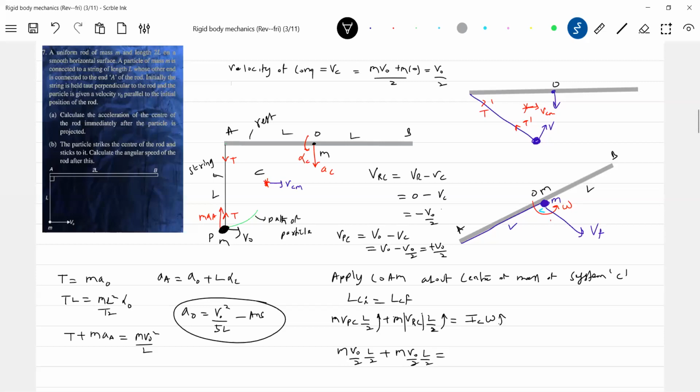Now what shall I write? IC. ML square by 3. Two M L square by 12, no? By 2, sir. Mass will not rotate. Mass will not rotate, no? Only the rod will rotate.